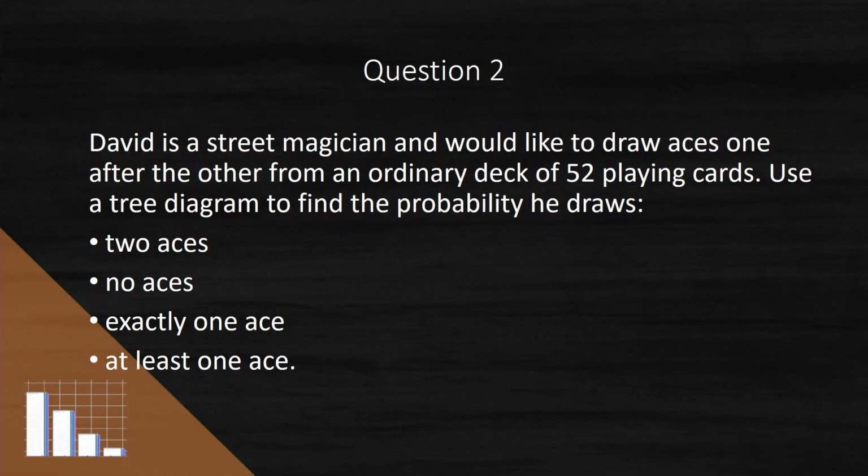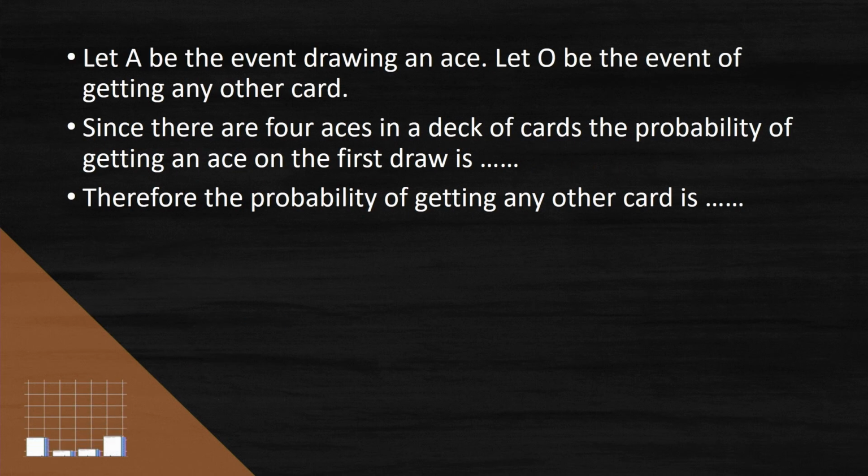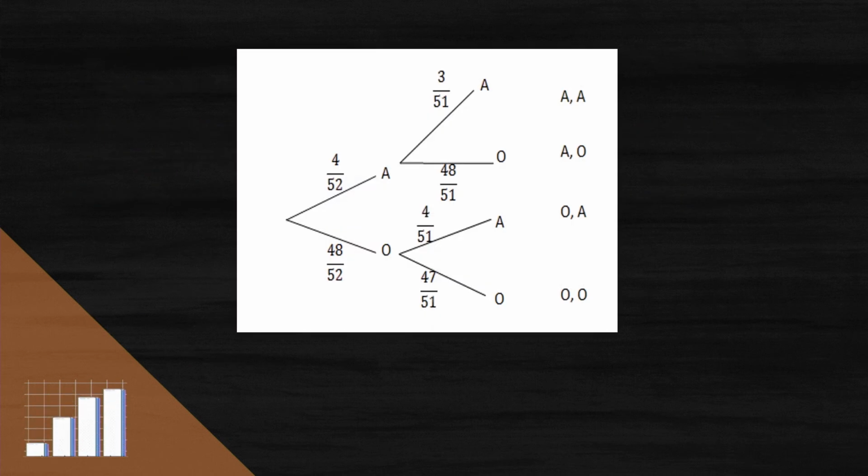The last one, of course, would have been if we get 2 other cards on both draws. So the question we wanted to answer is, we're going to use the tree diagram to see what is the probability that he draws 2 aces. Okay, so let's go back to our tree diagram. We're looking for the probability that he draws 2 aces.